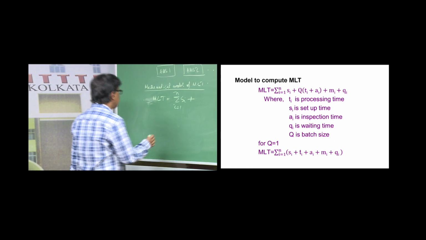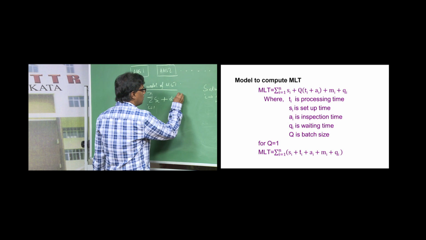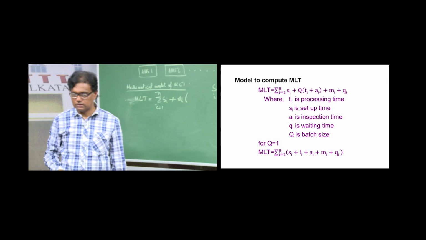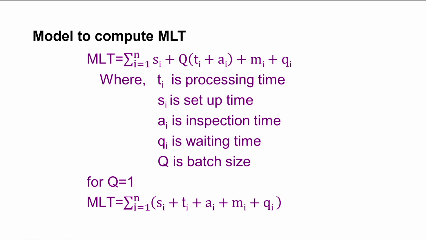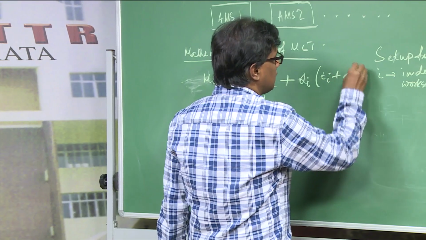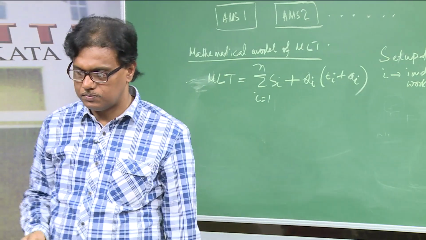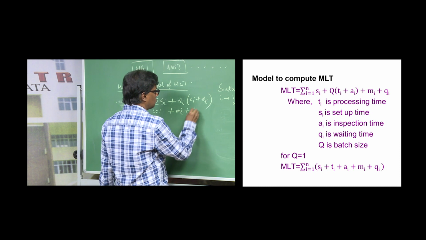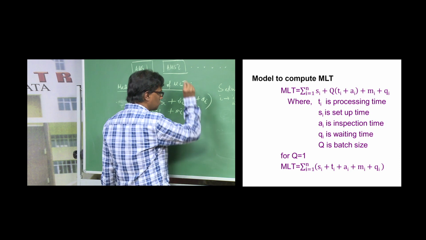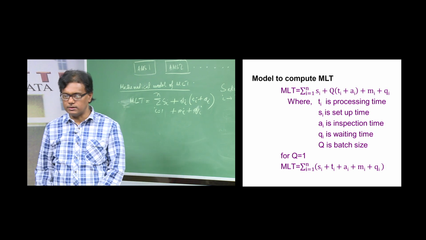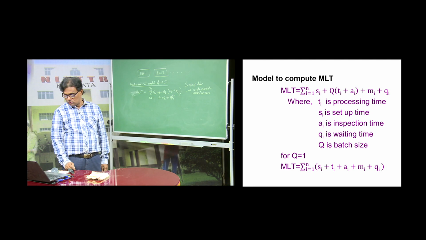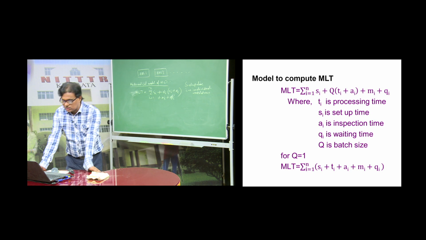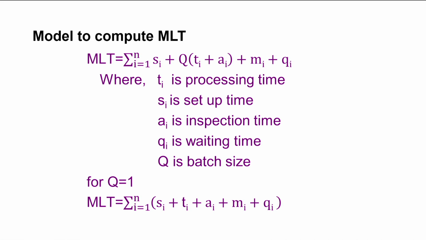Then QI. I discussed what is QI, then TI plus AI, MI plus QI. So, what is Q? Here TI stands for processing time, SI stands for setup time, AI is inspection time, QI is waiting time, and Q is batch size.